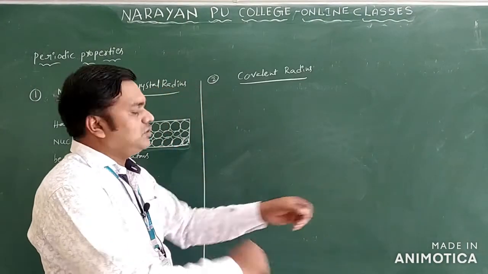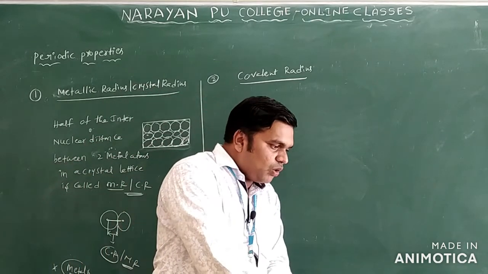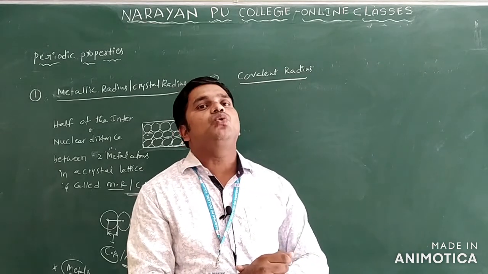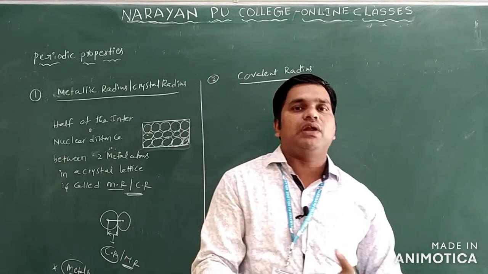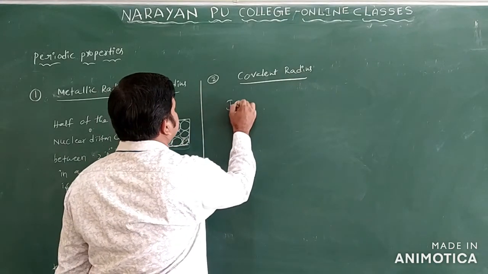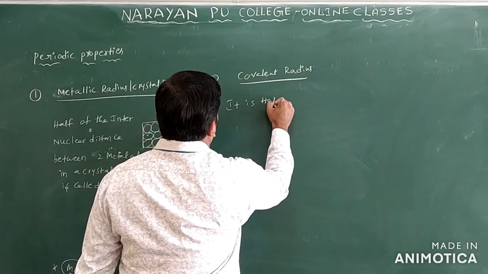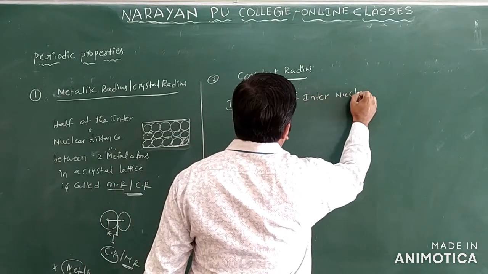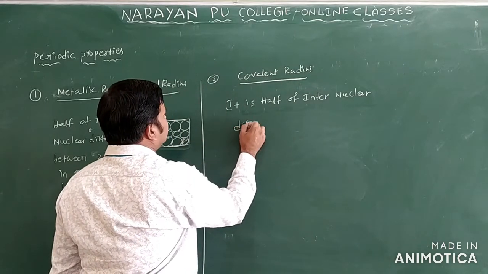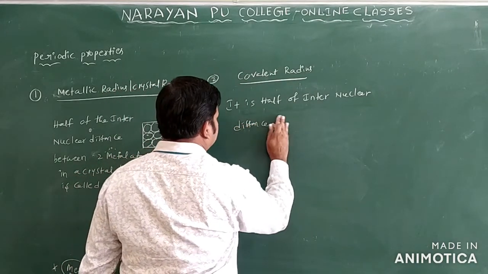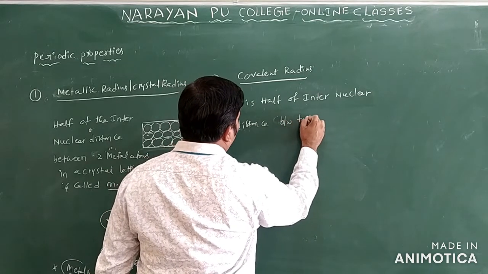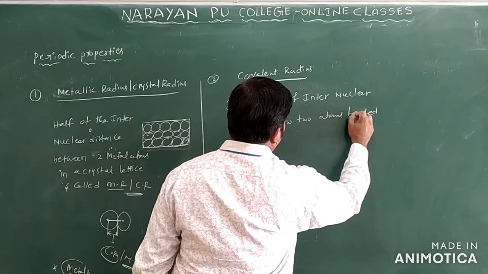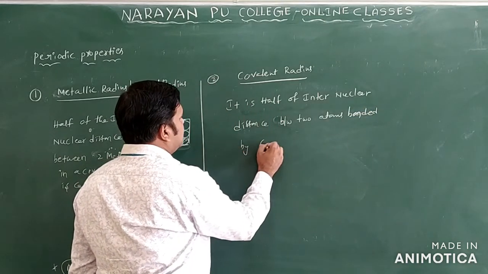See the next one, we have covalent radius only. So generally, how can you define covalent radius? It is half of the internuclear distance between two atoms which are held together by a covalent bond only. We will write here: it is half of internuclear distance between two atoms bonded by covalent bond.